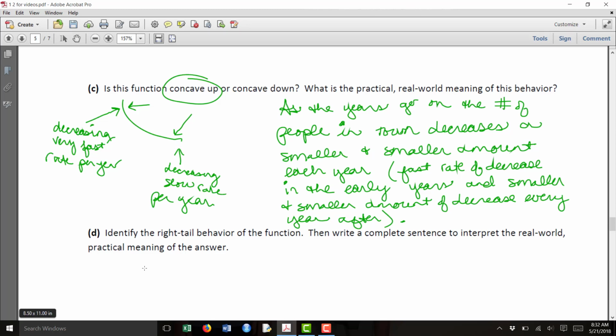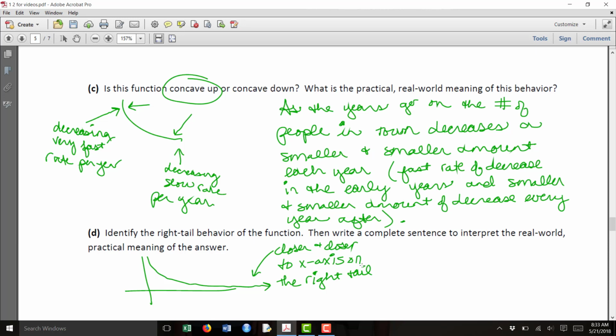Then it asks us for the right tail behavior. So we know that it's decreasing concave up, but on the right tail, what we see is that we have this exponential function behavior where the exponential function gets closer and closer to the x-axis on the right tail. That means as the t values, the input values get higher and higher, the output values, the p of t values, get closer and closer to 0.